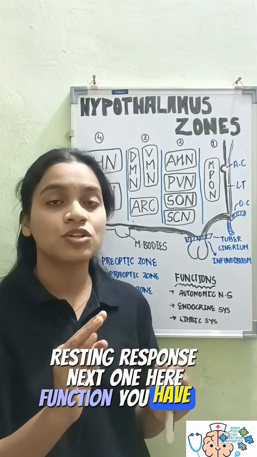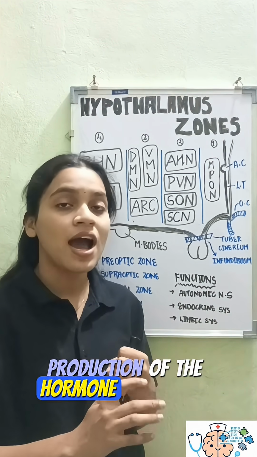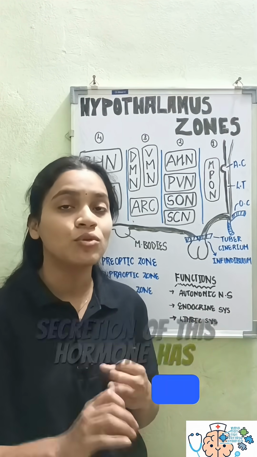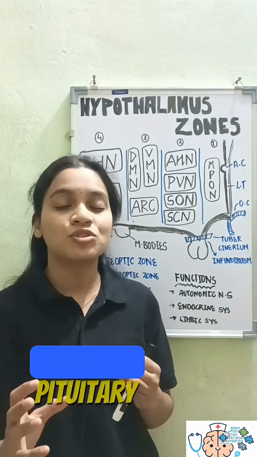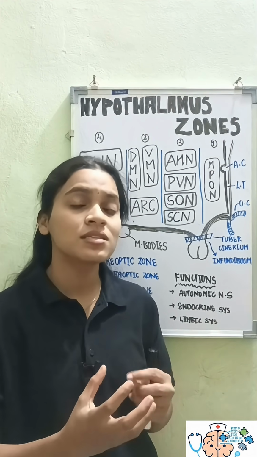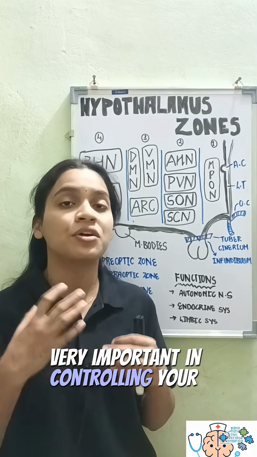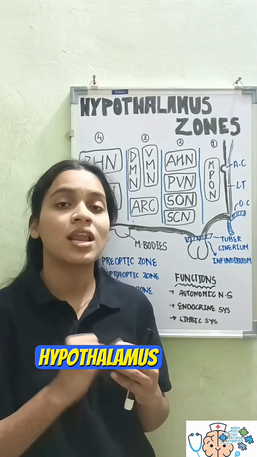The next function you have is your endocrine system. The production of various hormones as well as their secretion is related to the hypothalamus as well as your anterior and the posterior pituitary. Then the third is the limbic system, which plays a very important role, because this limbic system is very important in controlling your regular emotions, thoughts, feelings, etc. And that is where the hypothalamus plays its role.